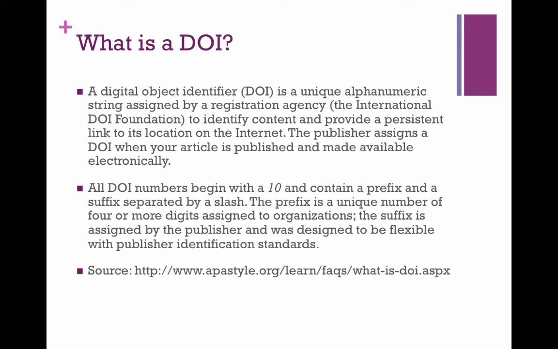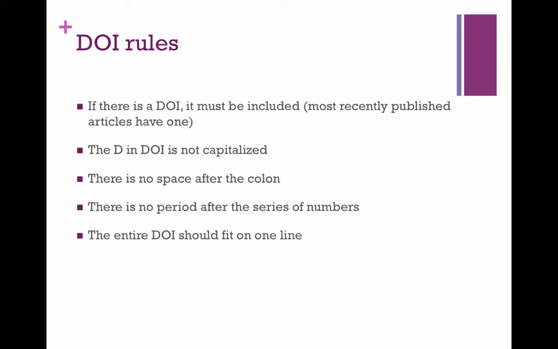So all DOIs begin with a 10, and then they contain a prefix and a suffix separated by a slash, and then following that there's a series of random letters and numbers. Each DOI is different, and you can use the DOI to find the specific article that you're using. There are several rules that go along with DOIs, and I'm going to go over specific examples in the next couple slides, but I just want to go over the rules right now so that you know them.